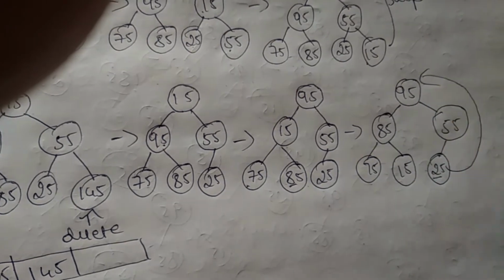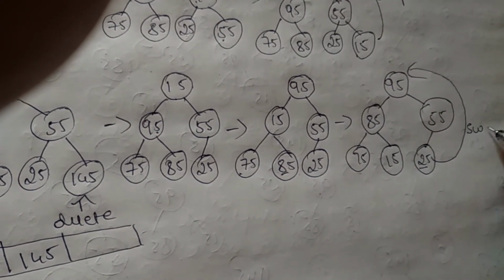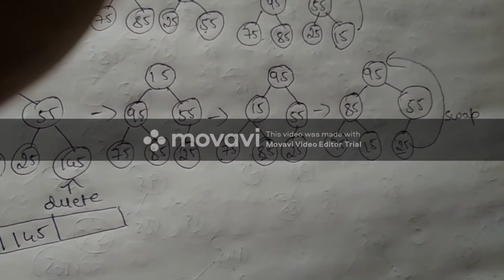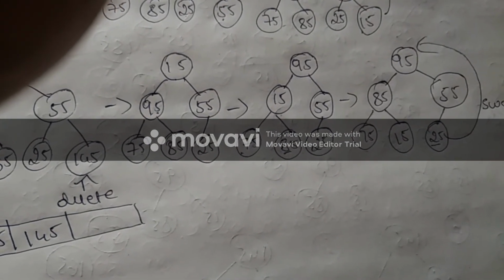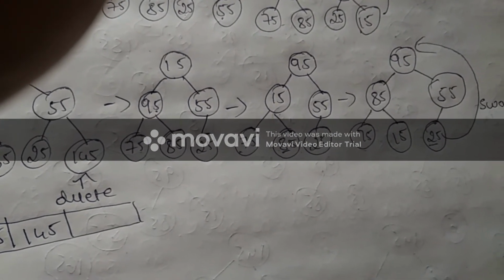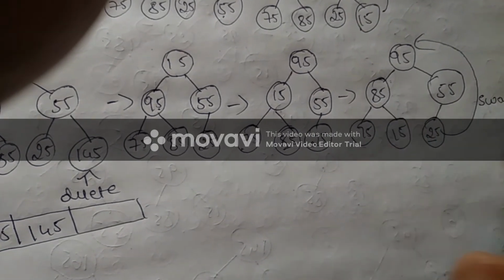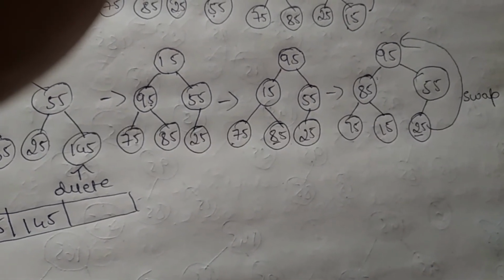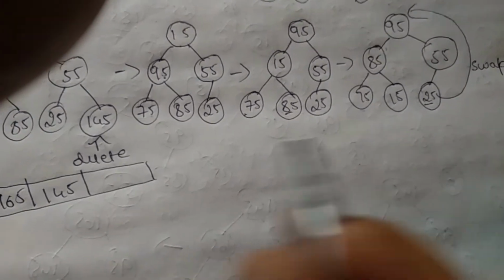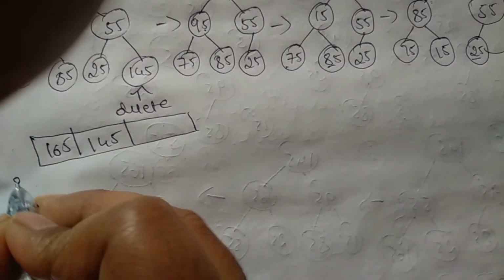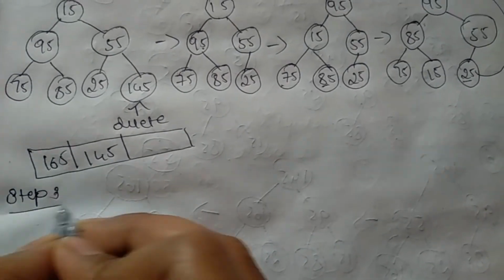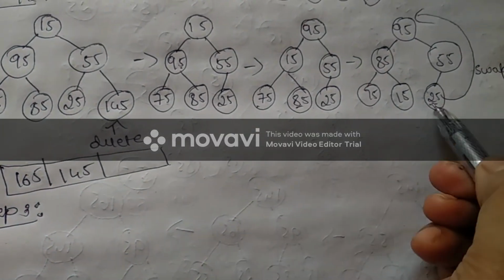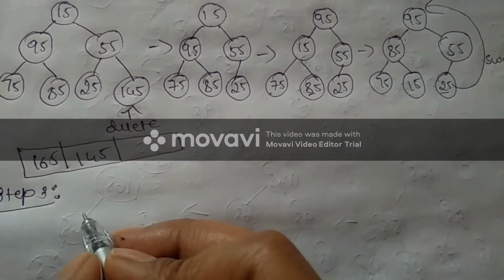Swap 25 and 95. Okay, in each and every step until you delete all the elements, that is all the nodes, you have to just repeat the same step. Okay, next I'll go for step 3. In step 3, swap 25 and 95.